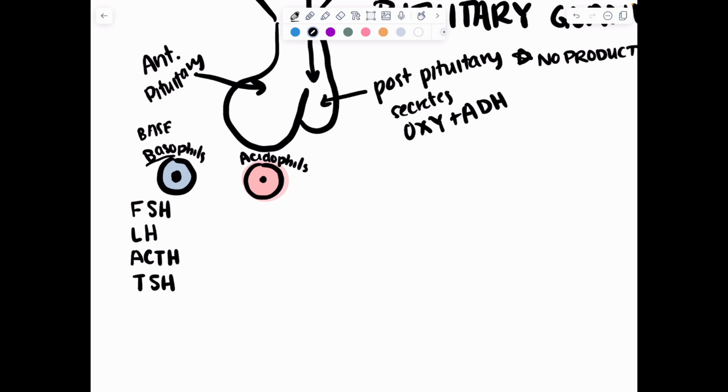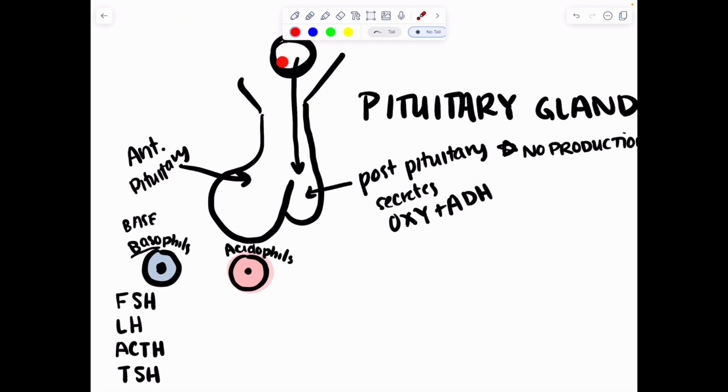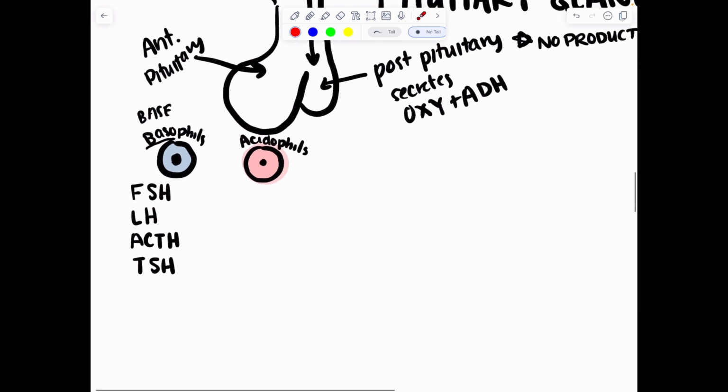So my hypothalamus up here produces TRH, thyroid releasing hormone. TRH tells the anterior pituitary, you can make TSH, and then TSH goes to the thyroid and says, thyroid, you can make thyroxine, T3, T4. That's how the thyroid is regulated. Again, I'll draw all this out in lab. So those are the 4 that basophils make.